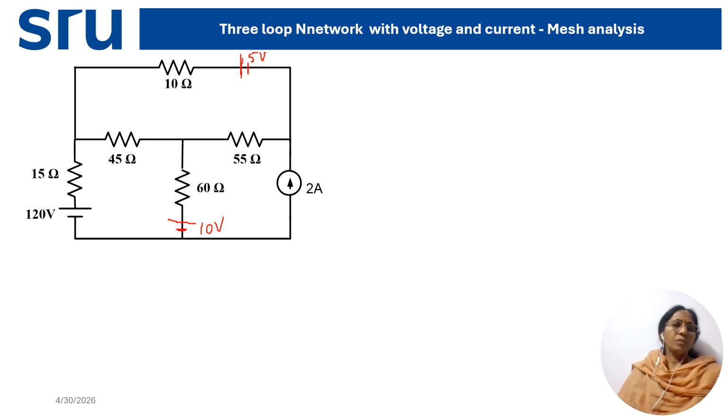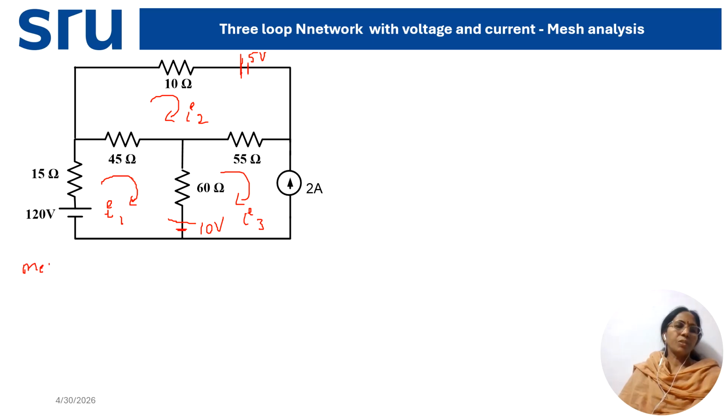Now observe, the first step: identify the number of loops and represent the current I1 in loop 1, in loop 2 current I2, in loop 3 current I3. Clear? Okay, now I am writing the mesh analysis equation for loop 1.